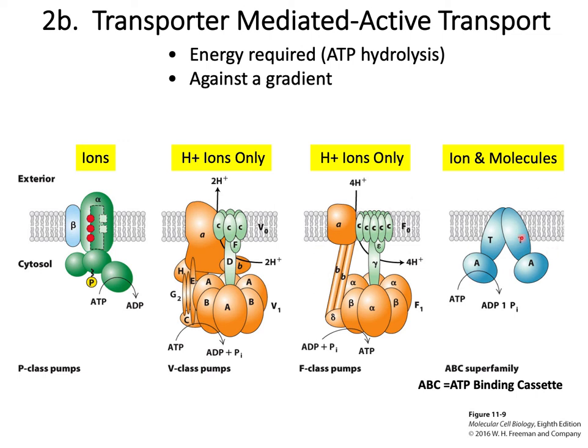The third class of pump that we are going to consider and talk about in detail is the largest class of pumps, known as the ABC superfamily of active transport pumps. ABC stands for ATP binding cassette. The structures of these pumps are very similar within this family. There are usually two large transmembrane domains, labeled as T, and then two cytosolic ATP binding domains, known as A. Sometimes these A domains are also known as NBD domains. NBD means nucleotide binding domain. Again, remember that ATP is nothing but a nucleotide.